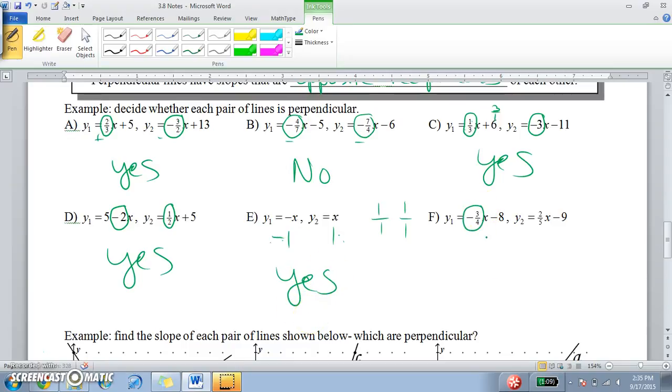This one, I've got negative 3 over 4 and positive 2 over 5. They are opposite, but these aren't even close to being reciprocals of each other. So no, these are not perpendicular.